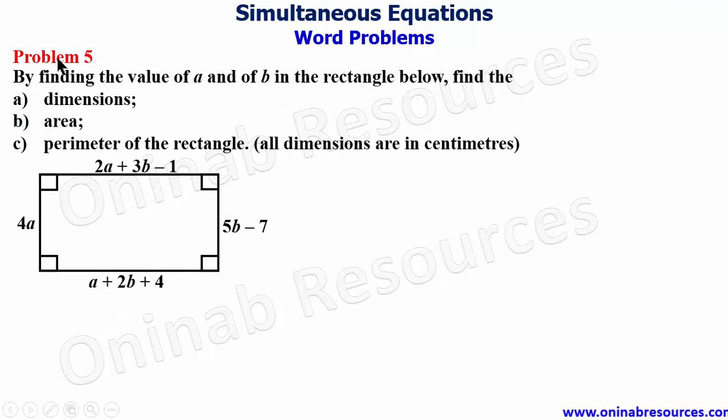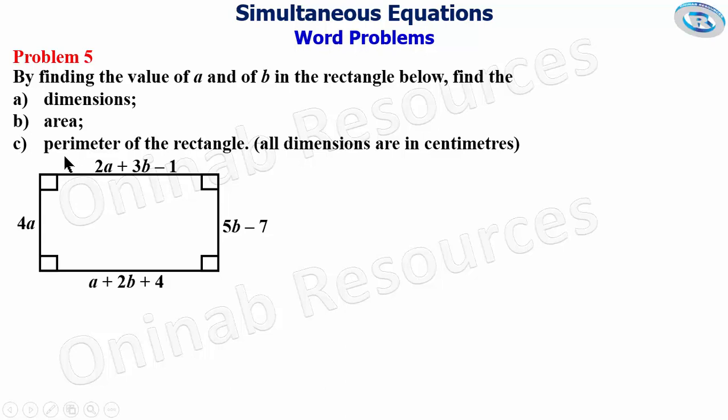For problem 5, by finding the value of a and of b in the diagram below, find (a) the dimensions, (b) area, and (c) perimeter of the rectangle. All dimensions are in centimeters. We're going to use one of the properties of a rectangle to solve this problem, the property that says opposite sides are equal.